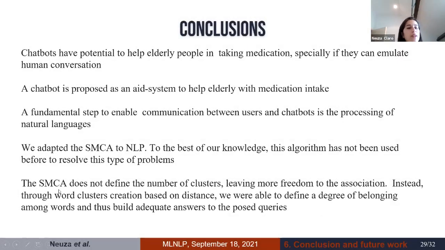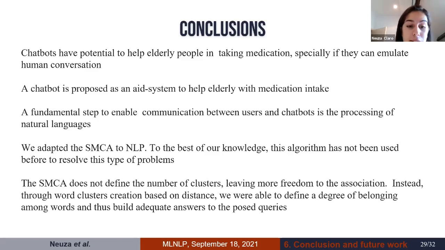So we conclude that chatbots have potential to help elderly people with medication intake, especially if they can emulate human conversation. A chatbot is proposed as a system to help elderly people with medication intake. A fundamental step to enable communication between users and chatbots is the processing of natural language. We adapted the subtractive clustering algorithm to natural language processing. To the best of our knowledge, this algorithm has not been used before to resolve this type of problem.